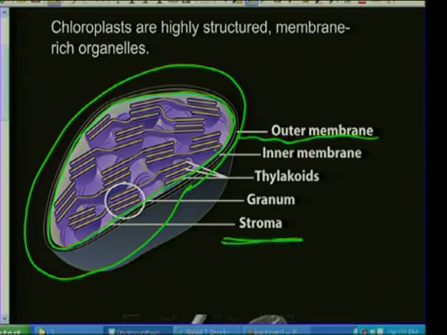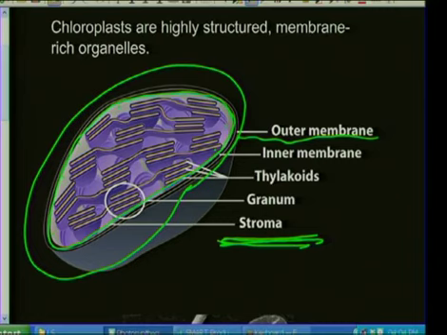This ground substance is called stroma. Just like in the mitochondria, the ground substance is called stroma. Notice stoma is the opening. Stroma is the liquid that's found inside the chloroplast.